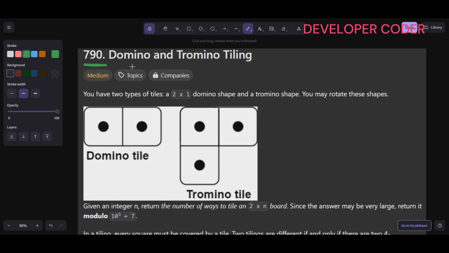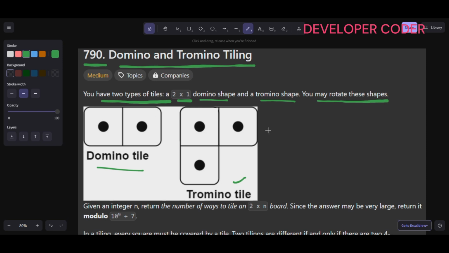Problem number 790, Domino and Tromino Tiling. Let's read the problem statement first. You have two types of tiles, a 2 into 1 domino shape and a Tromino shape. You may rotate these shapes.